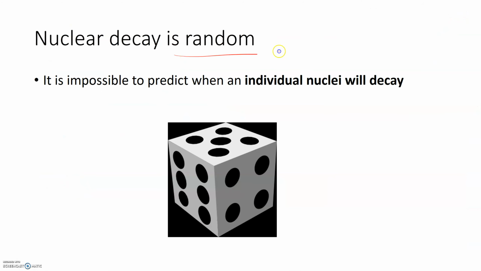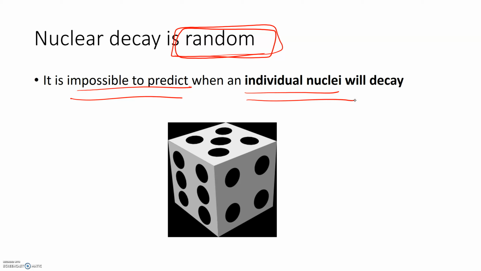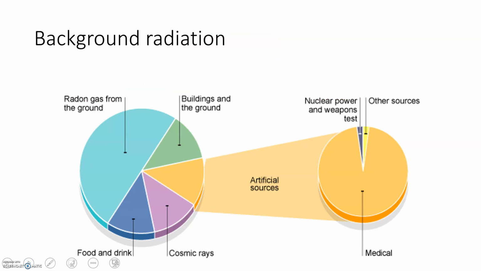We must also make a note that nuclear decay is random. What does that mean? Well, some things we say are random aren't really random. We say, oh, that was random. Well, no, it probably wasn't. This is truly random. It is impossible to predict when an individual nuclei will decay. Over a big group of nuclei, we can get the probability of some decaying. That's why we can make predictions, but we can't predict when one individual one is going to decide to decay. They have a certain probability per unit time.